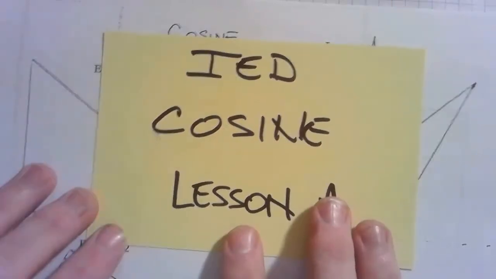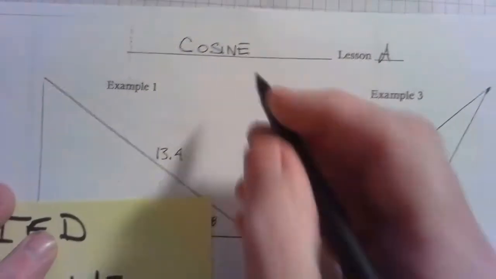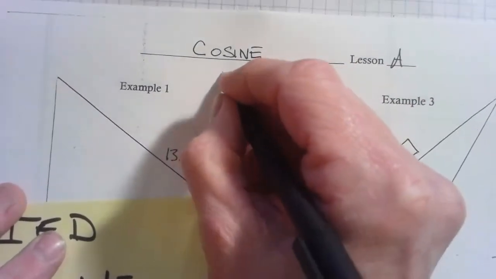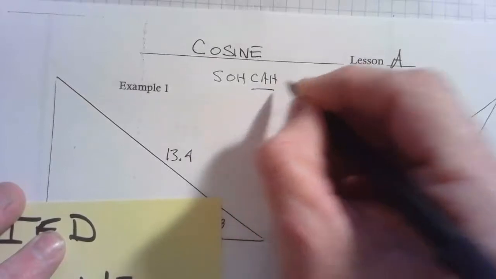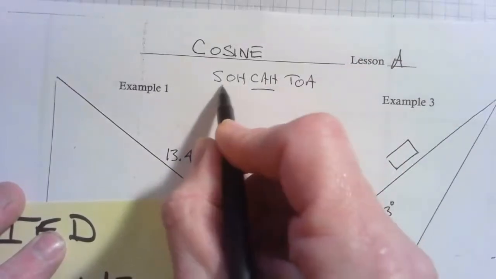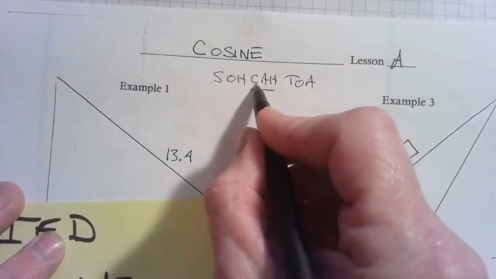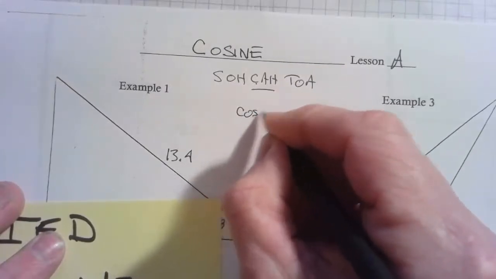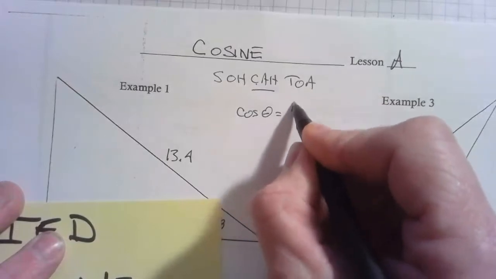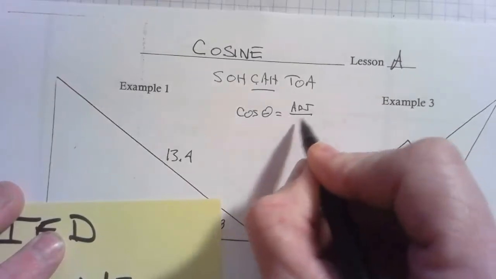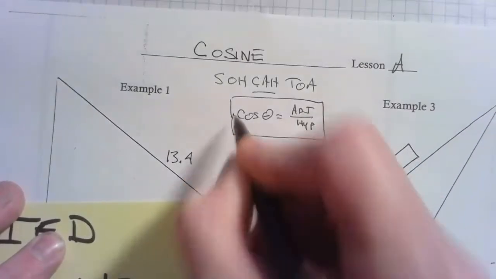Alright, so we're going to do problems just using the cosine now. And from an earlier video, you might recall we had this little trick to remember things. Toa. Now this one involved the sine, opposite over hypotenuse. But this is the one we want to work on, cosine. Cosine of some angle is going to be equal to the side adjacent that angle divided by the hypotenuse. So this is what we're using.